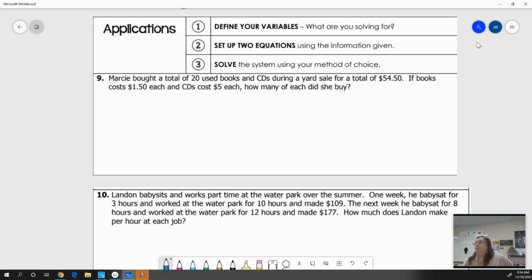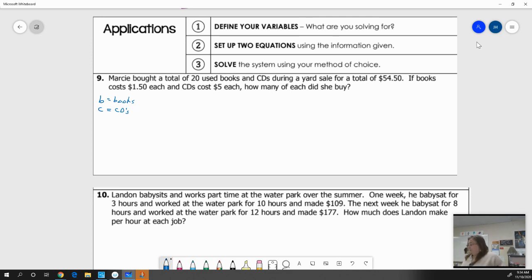But the trick is to read the words and then to pull the math part out so you can get rid of the words. So here we've got: Marcy bought a total of 20 used books and CDs during a yard sale for a total of $54.50. If books cost $1.50 each and CDs cost $5 each, how many of each did she buy? Now, I am going to make my variables B and C. B equals books, right? And C equals CDs. Not that anyone buys those anymore.